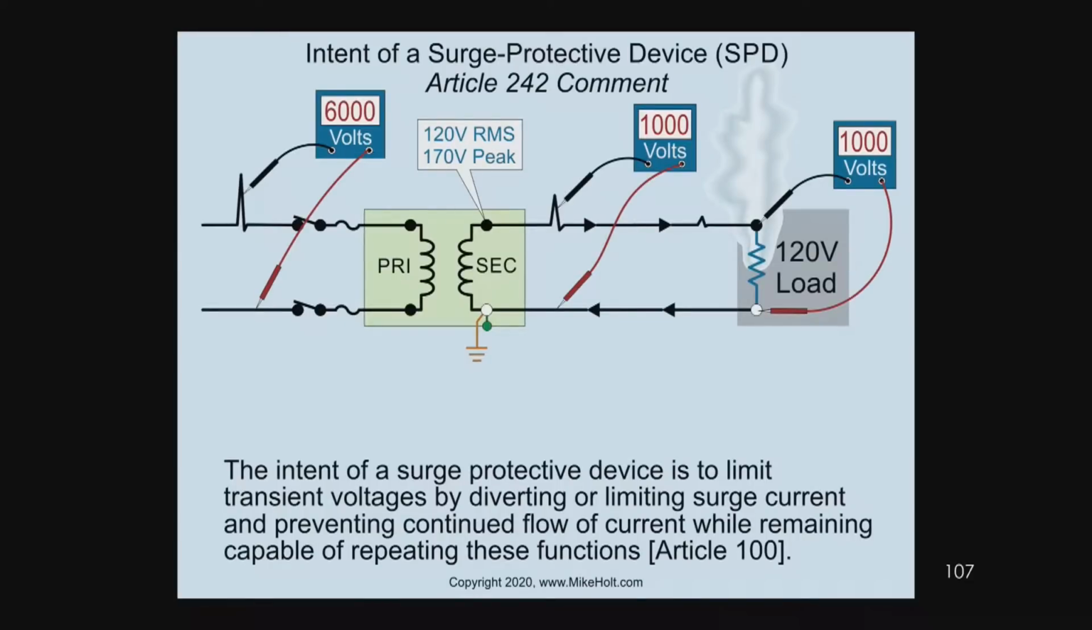So now, let me just set this up. Let's assume that the utility has some kind of spike, or somehow we have 6,000 volts of transient spike on the primary. Since there's some kind of turns ratio between the primary and secondary, let's assume that ratio works out so I end up getting 1,000 volts on the secondary, because it's going to transfer from the primary on conductors, and we're talking about inside of a building. Then you end up getting 1,000 volts right to the load.